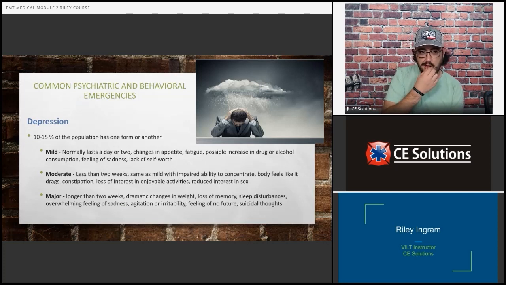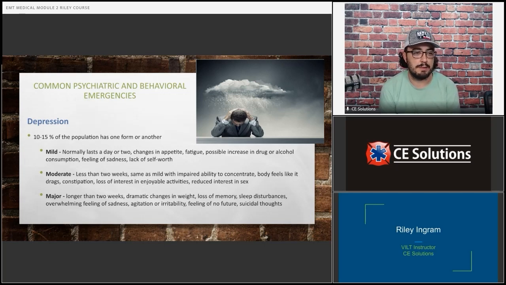Depression. 10 to 15% of the population has one form or another. It's a common psychiatric and behavioral emergency. Sorry about that. All right. So mild depression normally lasts a day or two. You've got some changes in appetite, fatigue, a possible increase in drug and alcohol consumption, just kind of trying to cope, and feelings of sadness and lack of self-worth.